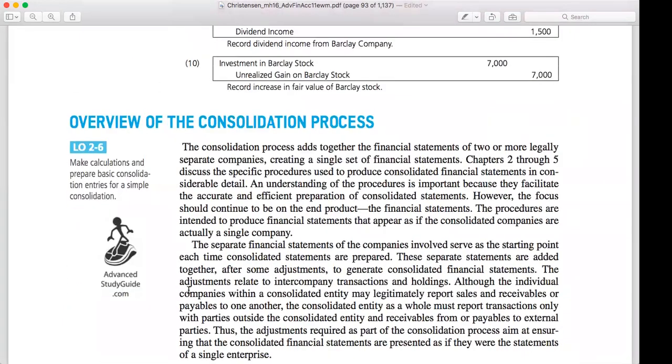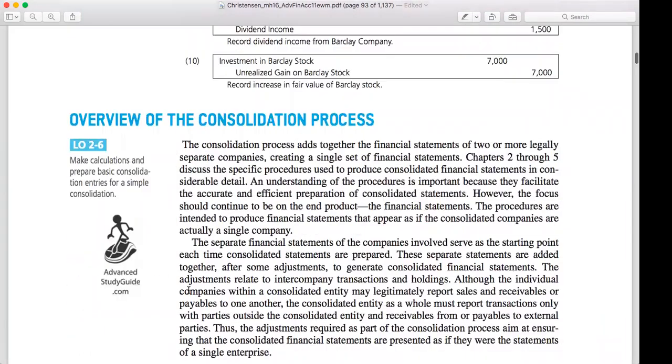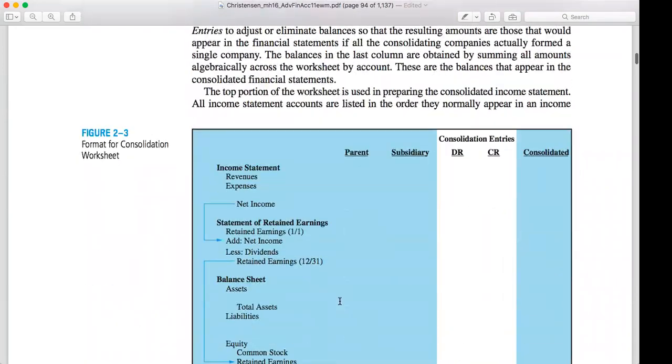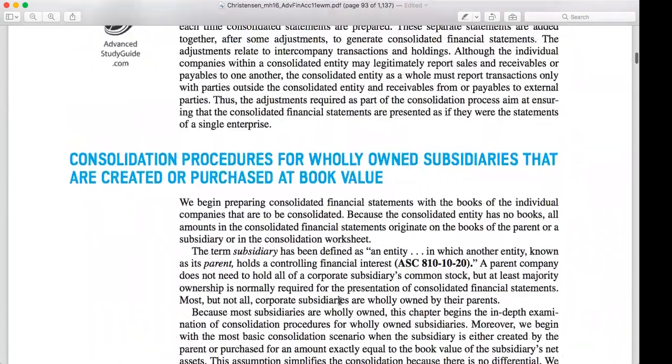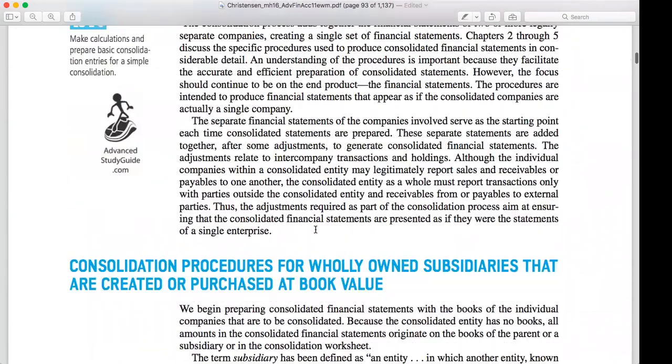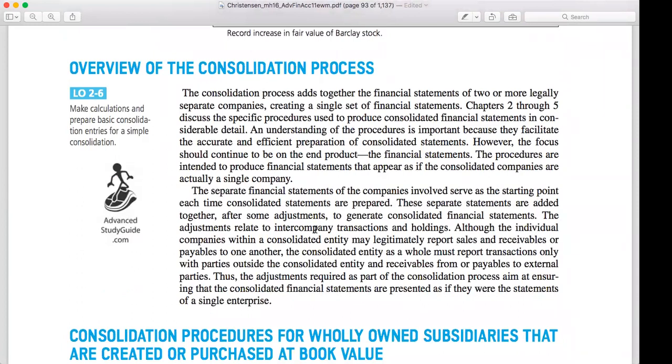And now we move to the overview of the consolidation process. So this is a basic consolidation. So it's just the formula, and more explanation will be discussed after this. This will discuss the consolidated financial statement, all right?